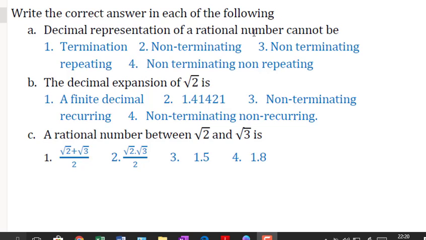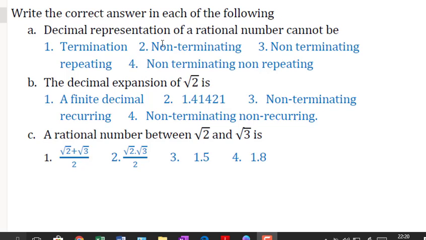We know that a rational number is a number in the form of p upon q. Now when the number is in the form of p upon q and we find its decimal representation, then that decimal representation can be terminating, or it can be non-terminating, repeating. So here the option non-terminating, non-repeating is the correct answer, because all rational numbers, when we convert them into decimal form, are either terminating or non-terminating, repeating.